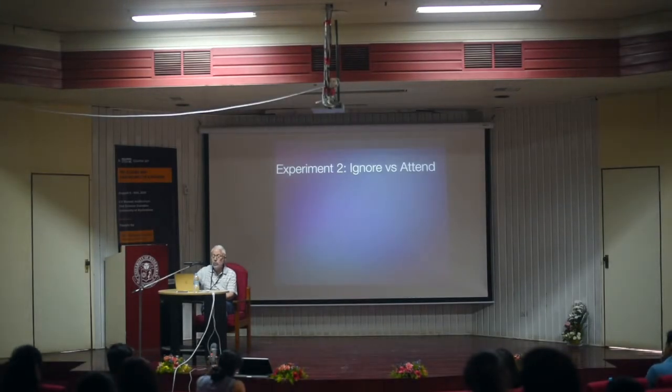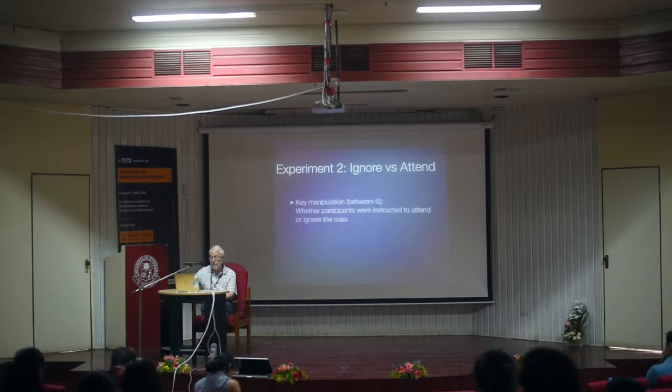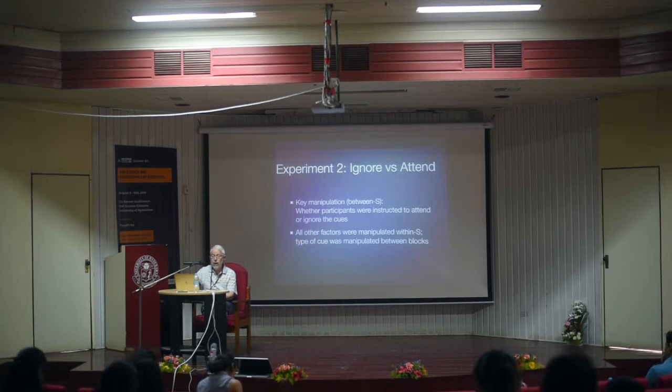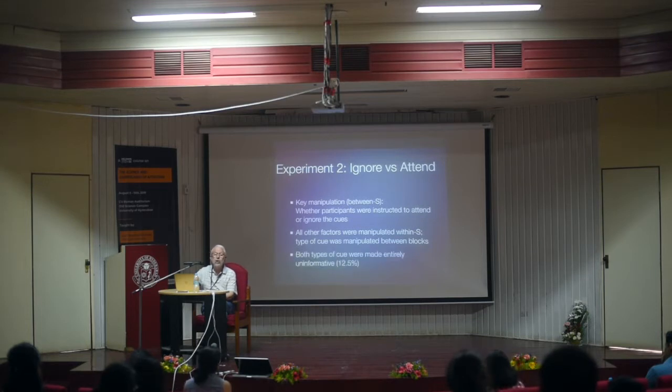In experiment 2, he's using 2 conditions. He's telling participants to attend to the cue or to ignore the cue. As before, all the factors are manipulated within subject, except the type of cue, which was manipulated between blocks. And he made the cues uninformative. But they're equally uninformative. So there's 8 items, so 12.5% means the cue has no meaning because 1/8 is 12.5%.